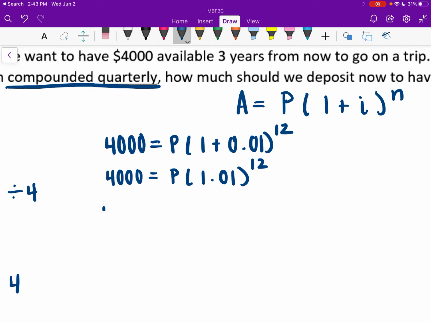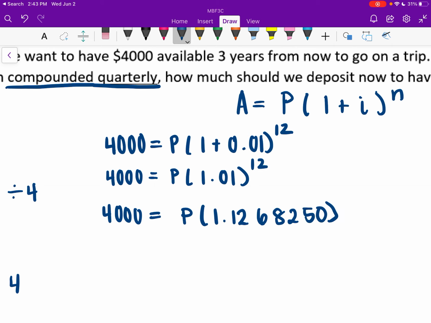Now I can do that exponent as well, so I'm going to do 1.01 to the power of 12, which is just going to be 1.1268250, and I'm sure there's more numbers to this, right? Now I know that it's P times this big huge number. I can just divide both sides by this number to isolate for P, right? So let's try to get P by itself, because that's what I'm trying to find, right?